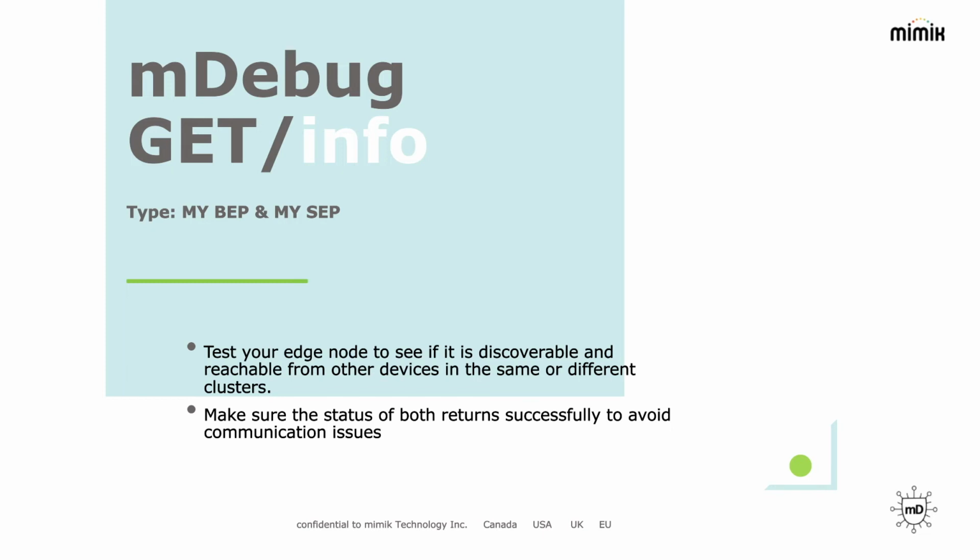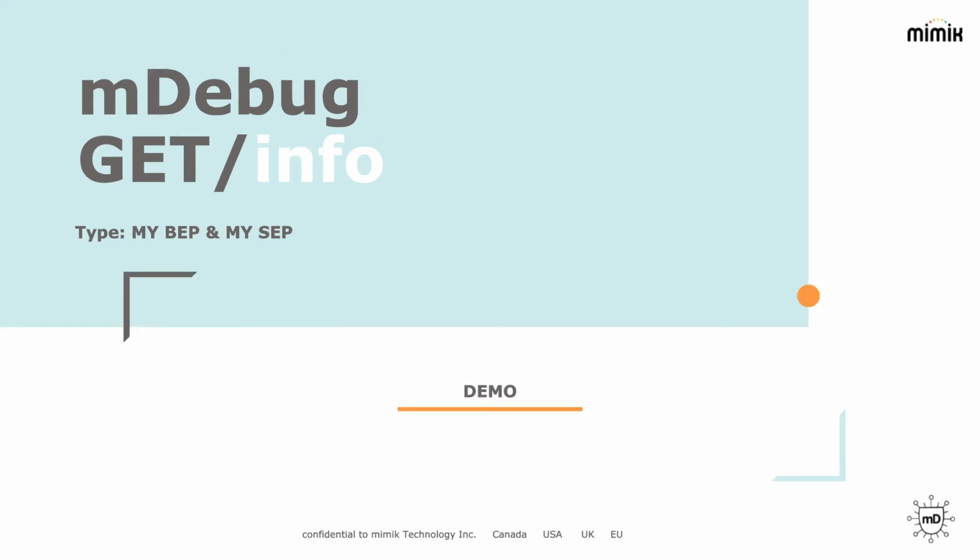Let's talk about the last two options in getInfo, which are type my BEP and my SEP. These two endpoints test your edge node to see if it's discoverable and reachable from other devices in either the same or different cluster. Make sure that the status of both these returns successfully to avoid any communication issues with your node. Let's go back to the graphical user interface and see what this looks like.